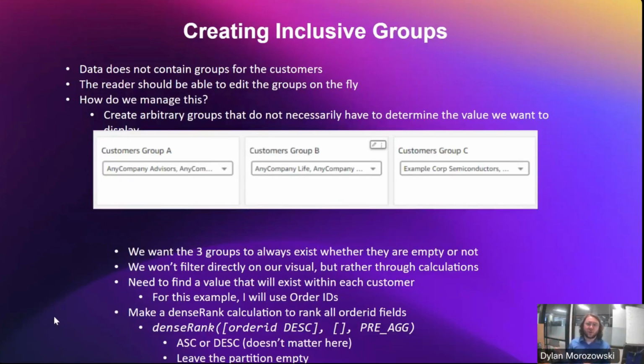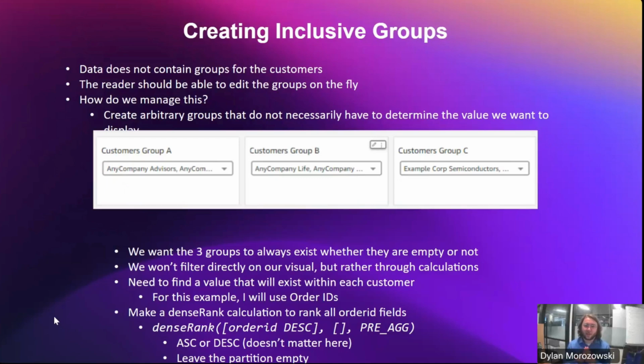I call them inclusive groups because, like I said, if a customer is selected in one of the 3 options, it can be selected in any or all the buckets, right? So we're going to create 3 inclusive groups. Our data does not contain these groups for the customers, and we want them to be edited dynamically. The reader should be able to manage them on the fly. So how do we do this?